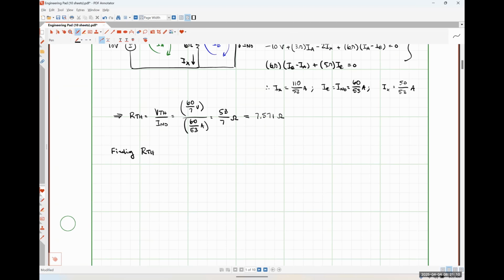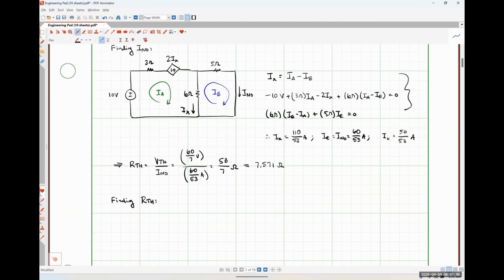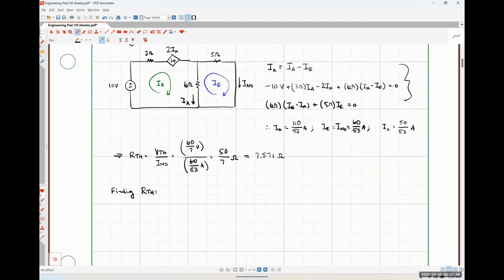finding RTH. Okay. So in all of our circuits that we dealt with on Wednesday, we didn't have any dependent sources. And so what we did to find our Thevenin equivalent resistance directly was we looked at a dead network, and then we looked in through the terminals of that dead network and simply performed resistor combination techniques, okay? So I'm going to draw the dead network here.